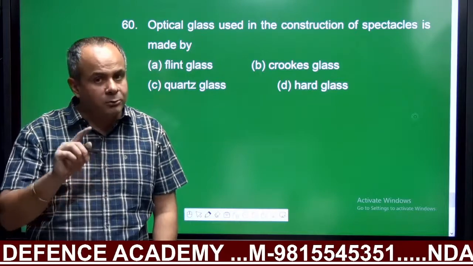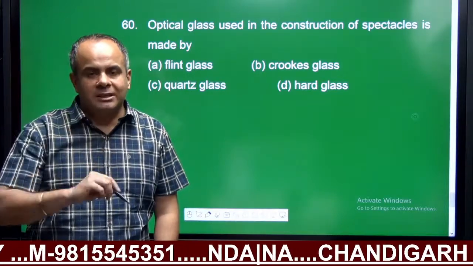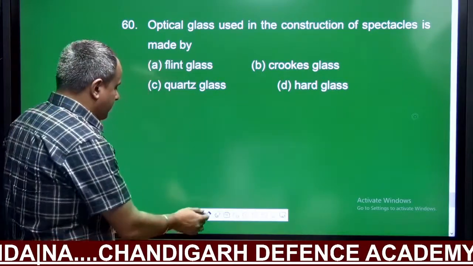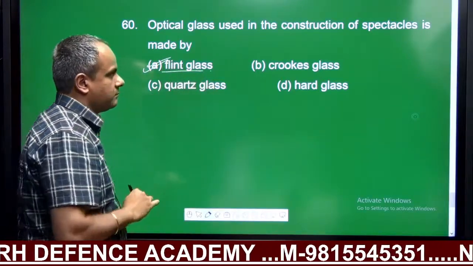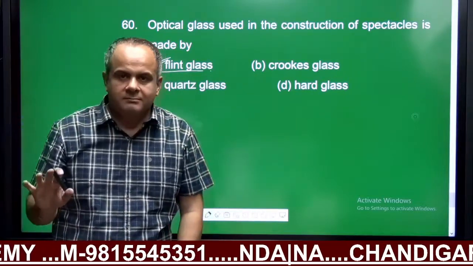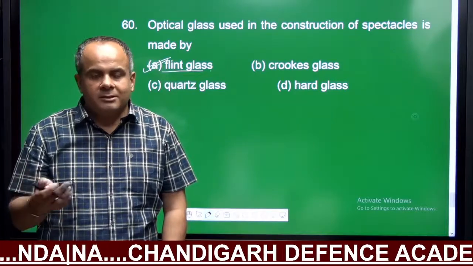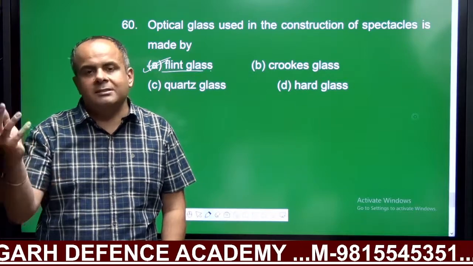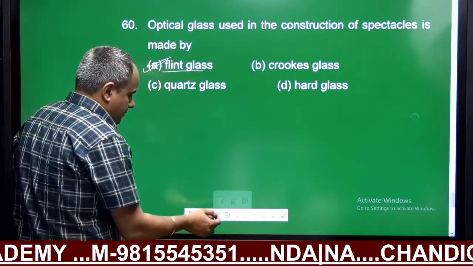And even now, if they ask you specifically, optical instruments are designed by using which glass? Flint glass. Okay. So considering the timing of this question when it came in the ND exam, it was flint glass. Now we have a variety of glasses. Go to Titan Plus or anywhere, they will give you a variety of glasses for your spectacles. There is no single glass from which it is made. Okay, let's go to the next one.